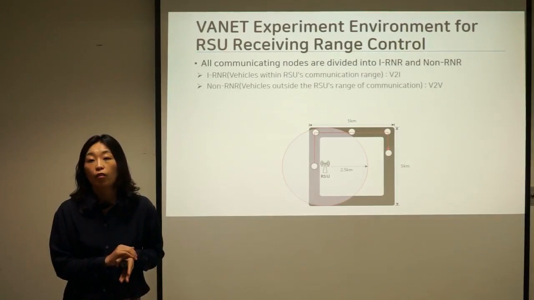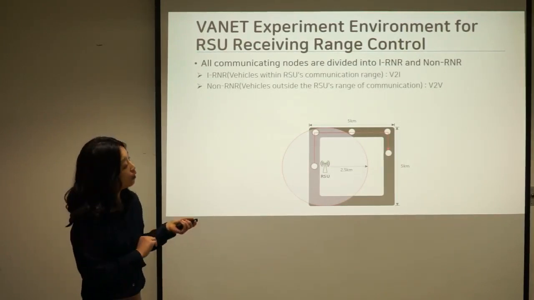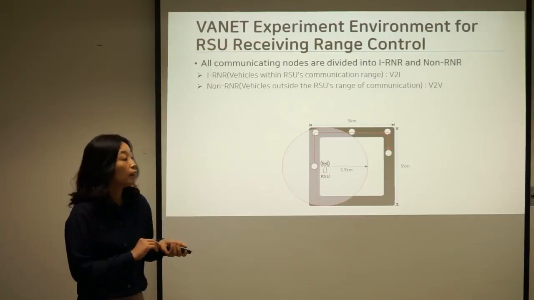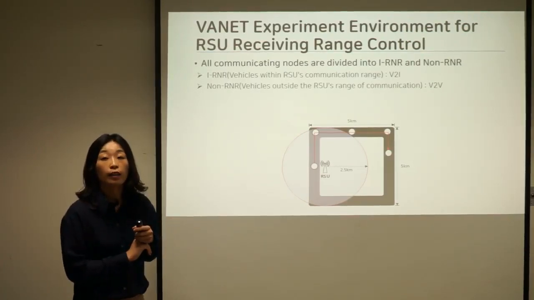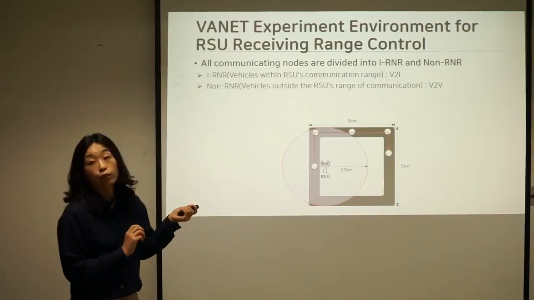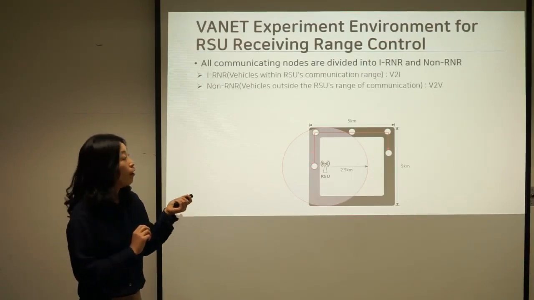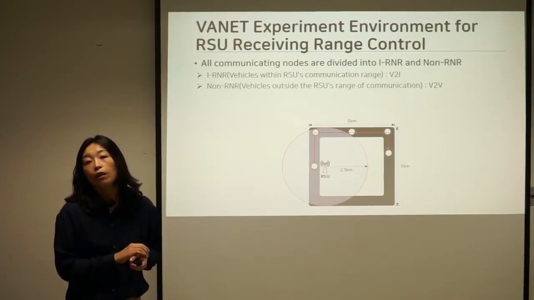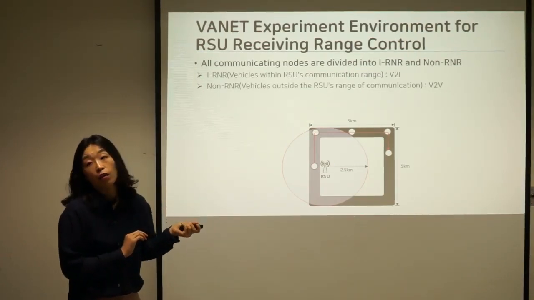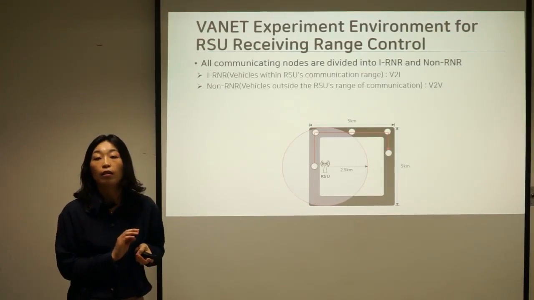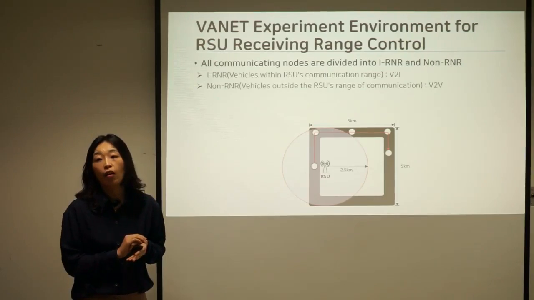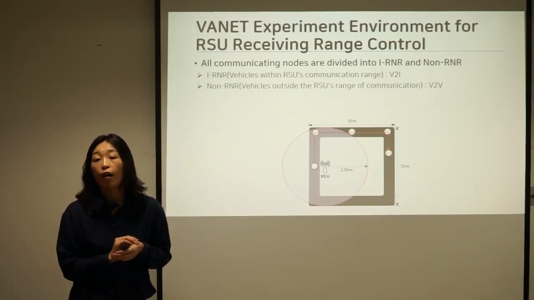We consider a simple topology, as shown in the figure, to classify V2V and V2I. The experimental topology has one RSU and several cars. The car moves over the black part of the square border. If the car belongs to the RSU communication radius, the car communicates with the RSU.